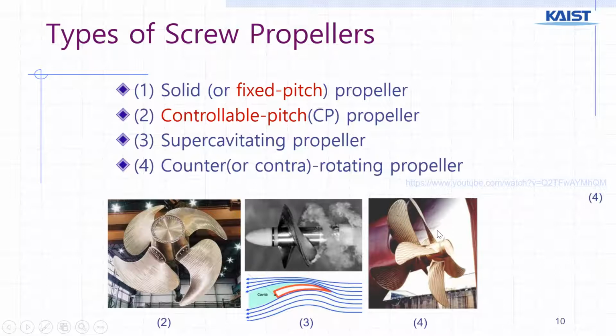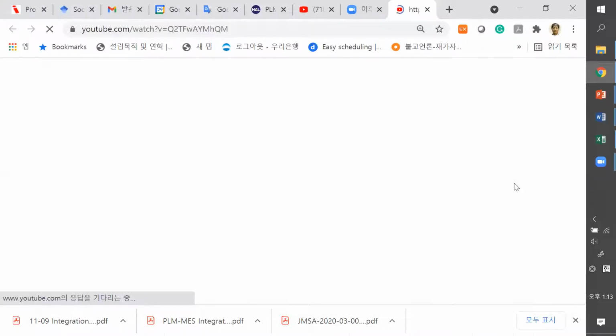And counter-rotating propeller means there are two propellers in series, so they rotate in different directions. So there is one small video, so we'll see a little bit. Counter-rotating propeller.